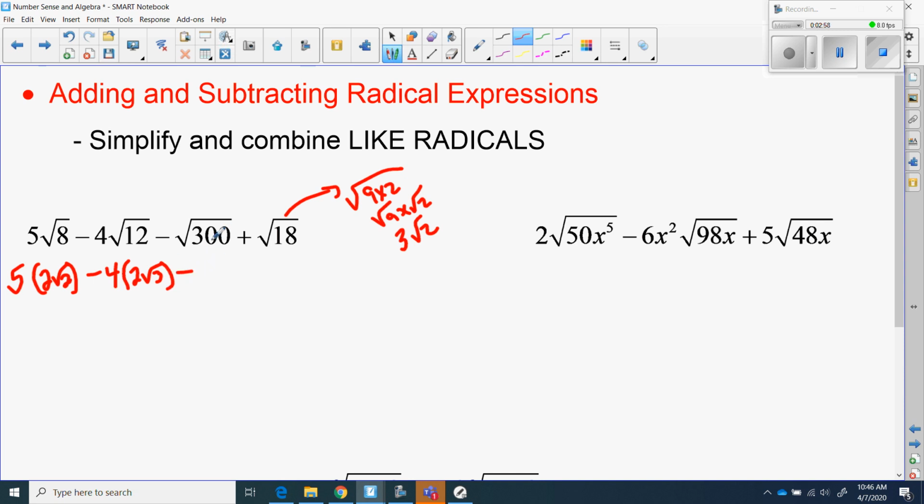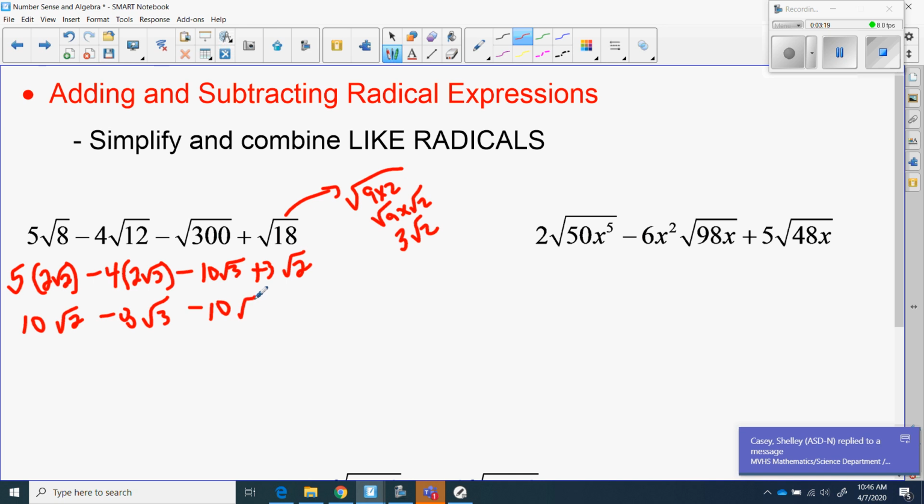300 is 100 times 3. The square root of 100 is 10. So that comes out here, radical 3. And we just did this one over here. It's 3 radical 2. So I'm going to multiply any of these coefficients together. So this one will be 10 square root 2. This one will be 8 square root 3. Subtract 10 square root 3 plus 3 square root 2.